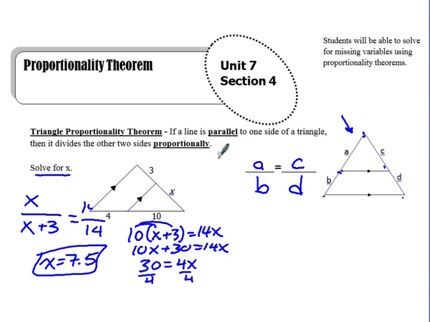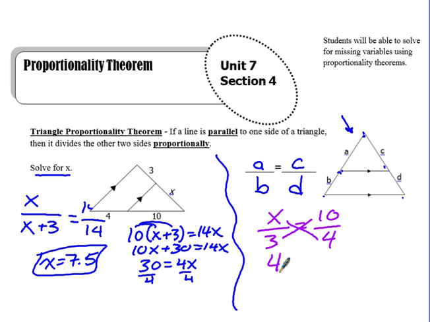So going back to this example over here, a different way of solving it without having to do all that adding and then the distributing of the 10, we can simply say that x is to 3 as 10 is to 4. And when I cross multiply here, what you'll notice is that we basically jump right to this point. When I divide both sides by 4, I still get my answer of x is equal to 7.5. So that's the triangle proportionality theorem.